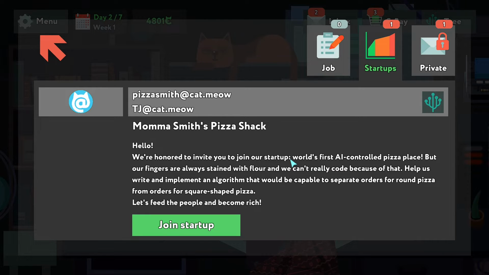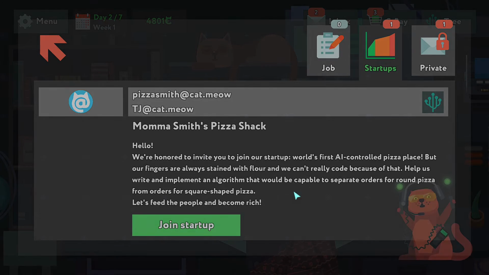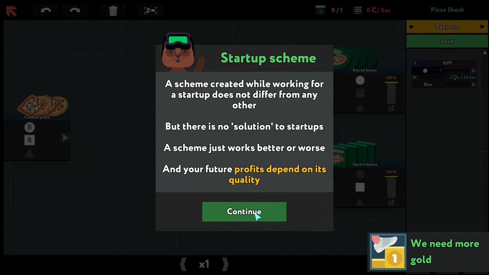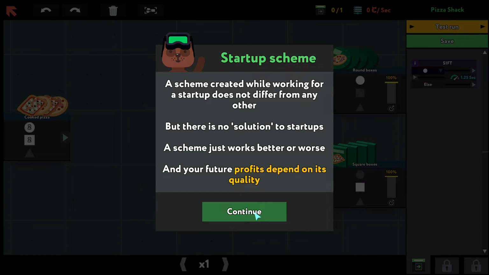Not sure how I feel about that. But our fingers are always stained with flour, and we can't really code because of that. To help us write and implement algorithms that'll be able to separate orders from round pizza from orders from square-shaped pizza. Let's feed the people and become rich. Okay. Well, this shouldn't be any bad.